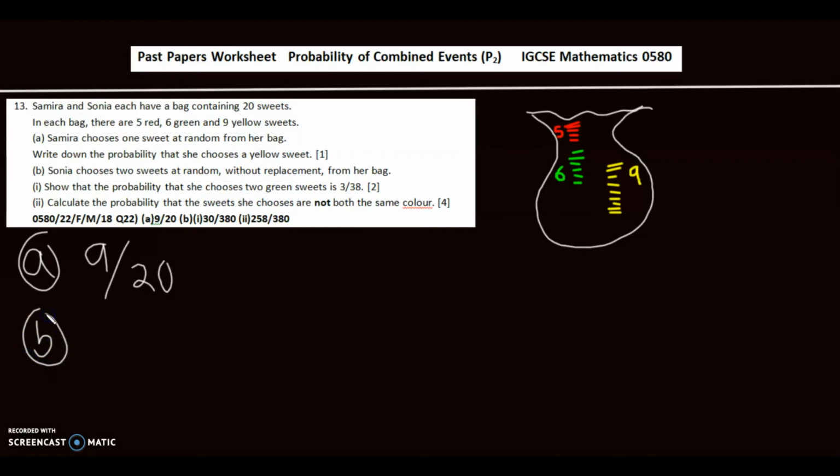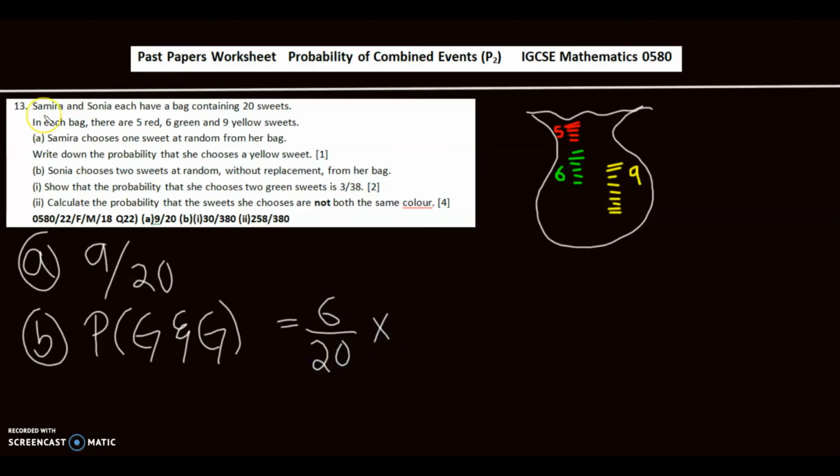Part B, Sonia chooses 2 sweets at random without replacement from her bag. Show that the probability that she chooses 2 green sweets is 3 by 38. Let's see, probability of choosing 2 green sweets means getting a green sweet first and then again getting a green sweet. So the probability of getting the first green sweet would be 6 upon 20 times, when we get 1 green sweet we put it outside of the bag. So now in the next attempt we'll have 5 green sweets left inside and a total of 19 sweets left. So this gives 30 upon 380. So we've shown the required number.